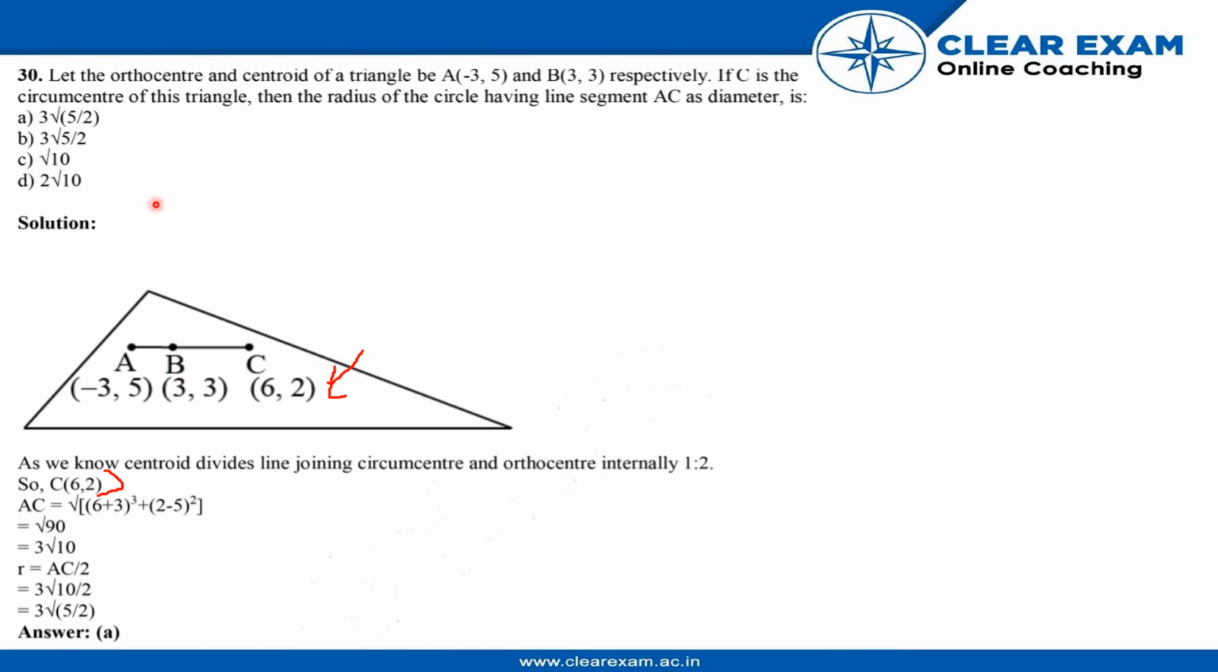Now we check the options. 3 root 10 by 2 is not an option given in the question. So we further solve it. We can write 2 as root 4, and dividing root 10 by root 4 gives us the answer 3 root of 5 by 2. That is the first option A. So the correct answer in this case is A.